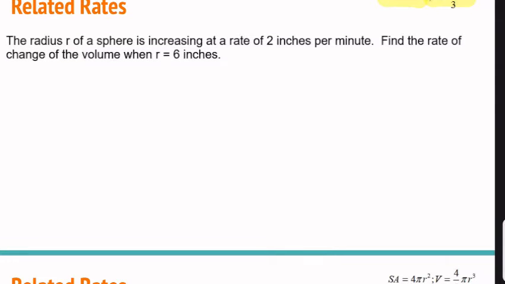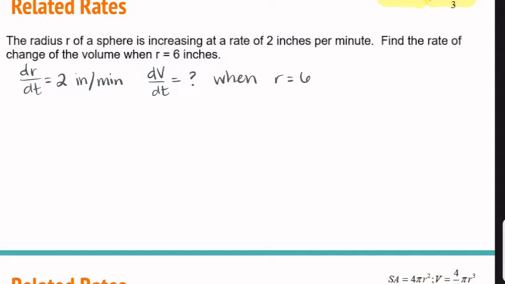So the first question says the radius r of a sphere is increasing at a rate of 2 inches per minute. So remember, increasing means that it's going to be positive, and 2 inches per minute. The radius is increasing, so we're going to call that dr/dt. dr/dt is going to be 2 inches per minute. Find the rate of change of the volume. So we want to find dV/dt equals something when r equals 6.